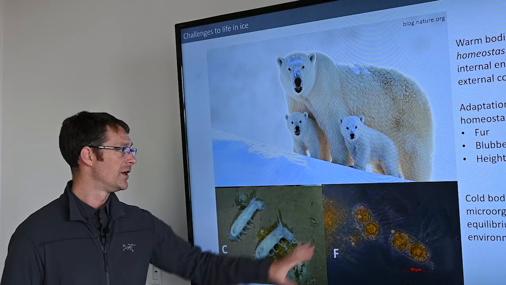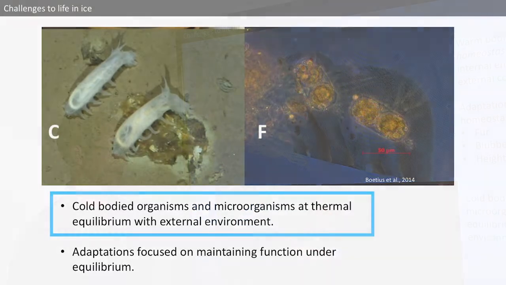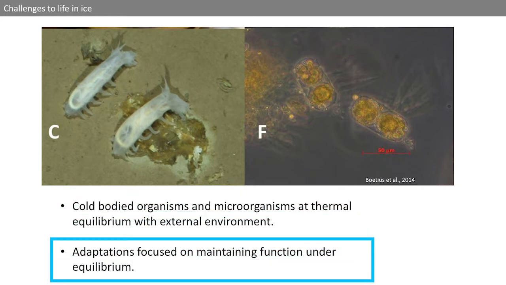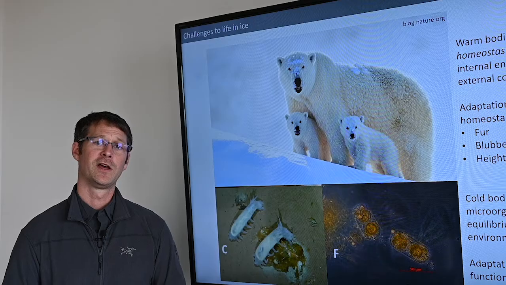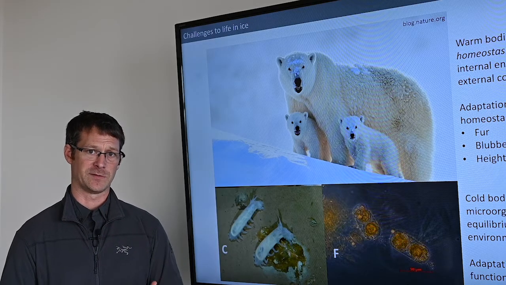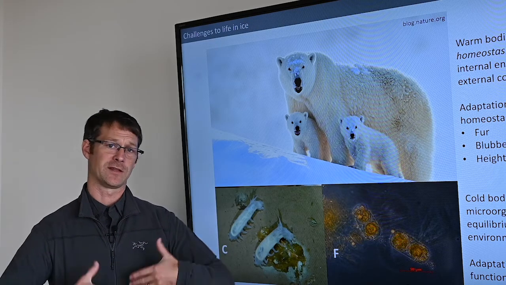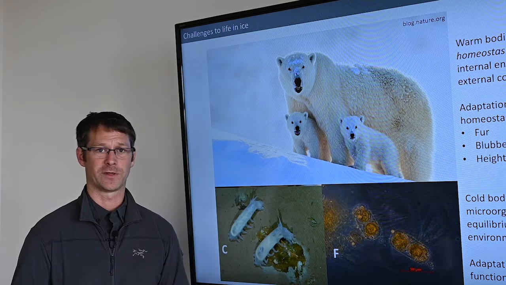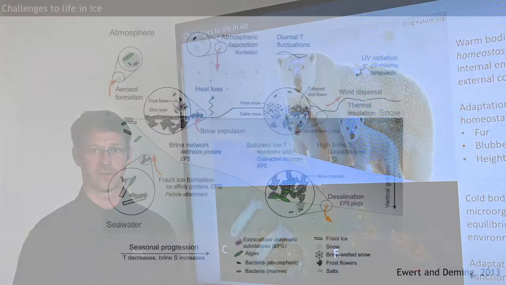In contrast, cold-bodied organisms and microorganisms are at a thermal equilibrium with the external environment. As a result of that, they have very different adaptive strategies. Adaptations are focused on maintaining function under equilibrium. So all of the proteins and the enzymes and the internal structures that these organisms have must deal with the very low temperatures. They're not shielded from them.